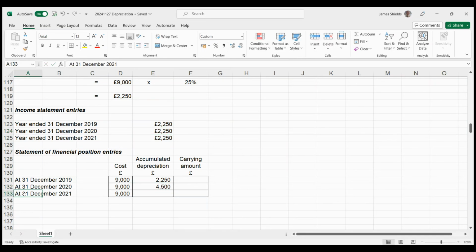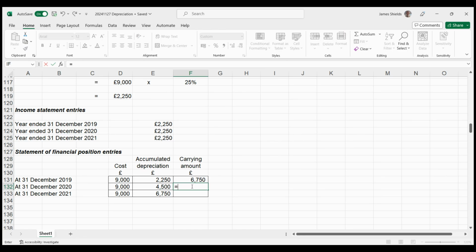Then at the 31st December 2021, it's the 3 years worth. So year ended 31st December 2019, plus year ended 31st December 2020, plus the year ended 31st December 2021. So it's going to come to 6,750. So the carrying amount now is your cost, take away cumulative depreciation. So it's going to be 9,000, take away £2,250, so it's 6,750.